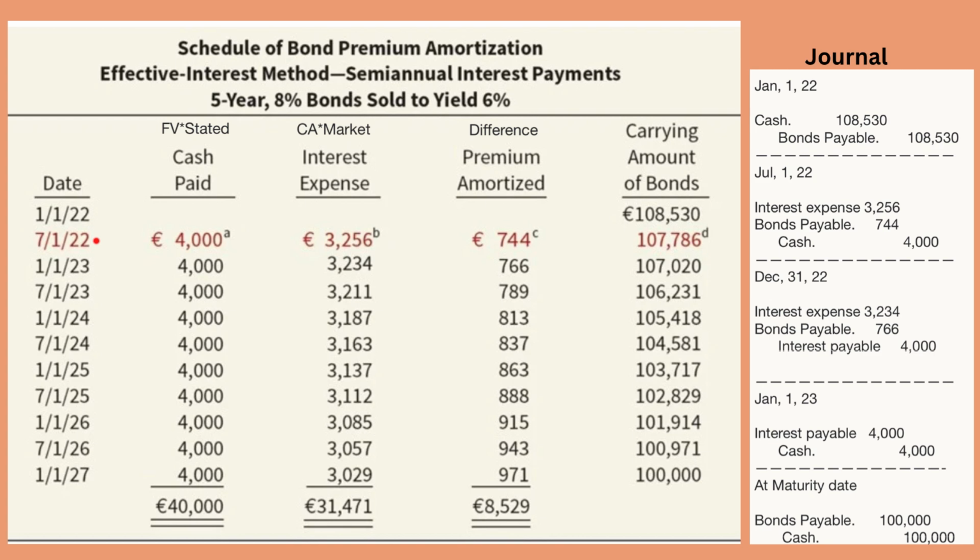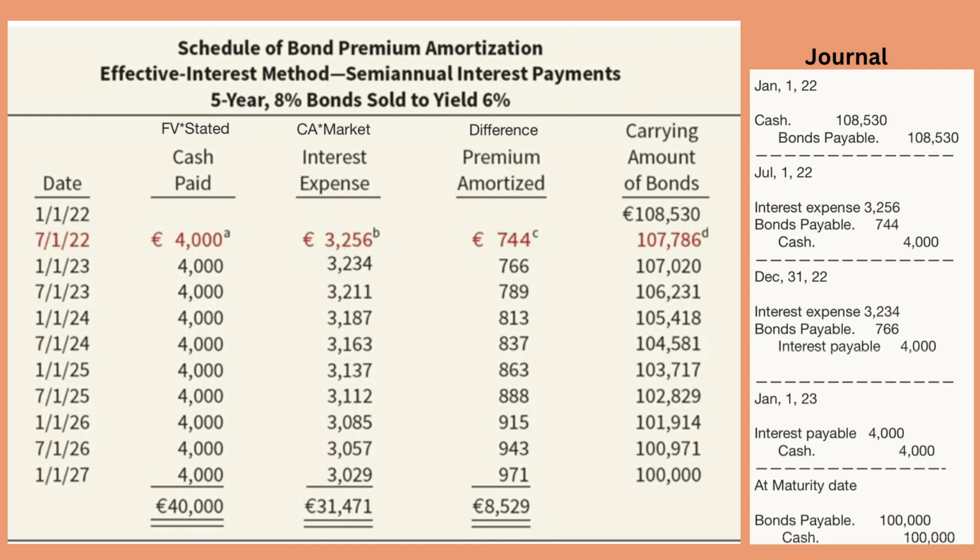Now on July 1, 2022, what's going to happen? I'm going to pay the first payment, the 4,000. I pay, so cash will go down. Cash will go to the credit side. Interest expense decreases equity. It will always be on the debit side, and this is the amount. Now the difference, the premium amortized, again I'm subtracting, I'm decreasing the carrying amount of the bonds payable. It's a liability. If I want to decrease it, it's going to go to the debit side. So as you can see, bonds payable will be on the debit side because I'm decreasing it.